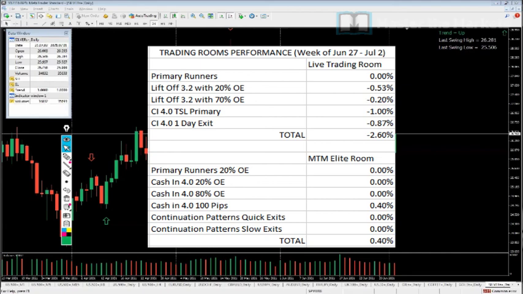Next, the MTM Elite Room. No trades other than in the cash in 4.0 100 pip strategy. That yielded a 0.4% overall. So overall for the MTM Elite Room, we had 0.4%.